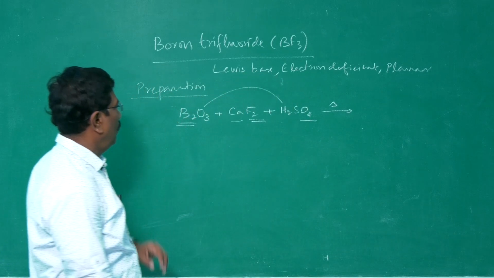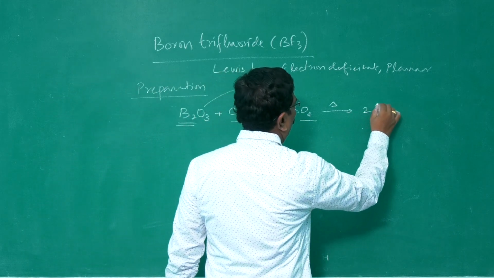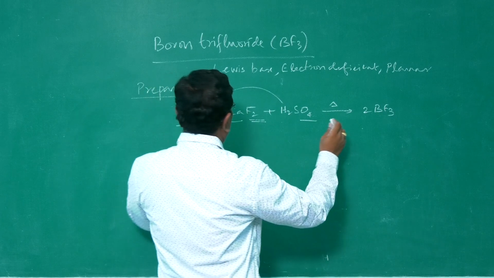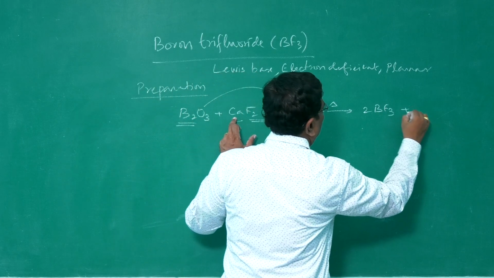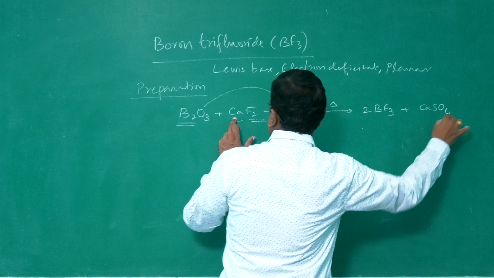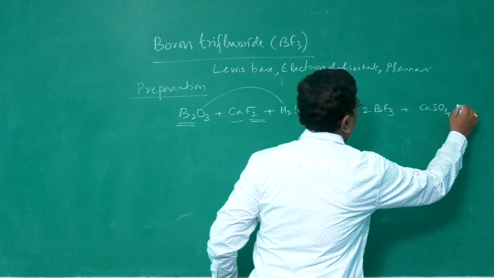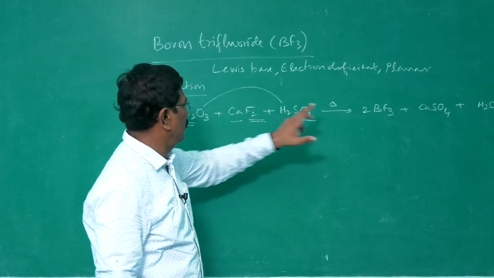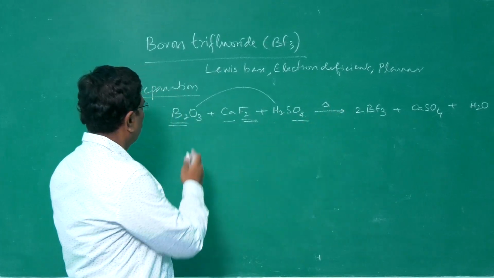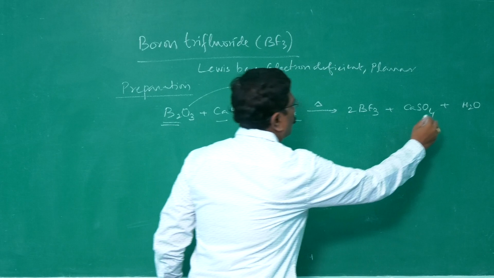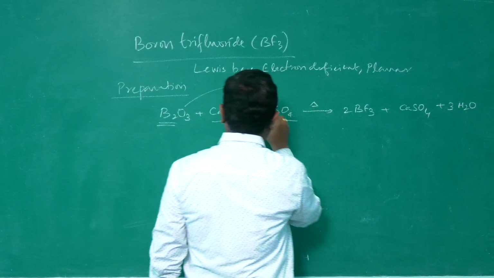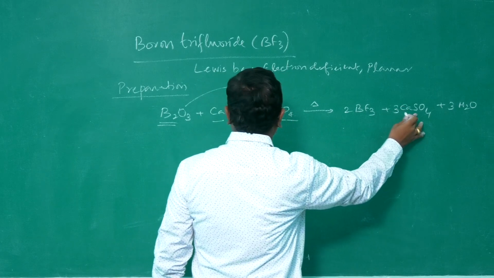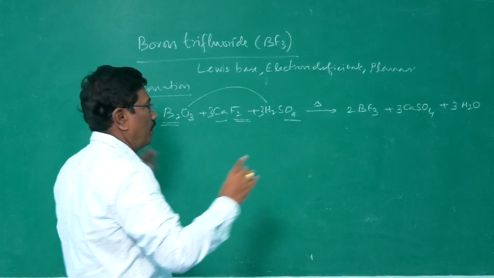We have 2 boron, therefore 2 boron trifluoride, 2BF3. Then calcium sulfate and then water. Very easy to balance the equation. Already we have started to balance 2BF3. Since 3 oxygen, 3H2O I can write. 3 sulfate, therefore 3. 3 calcium, therefore 3. Everything gets balanced.